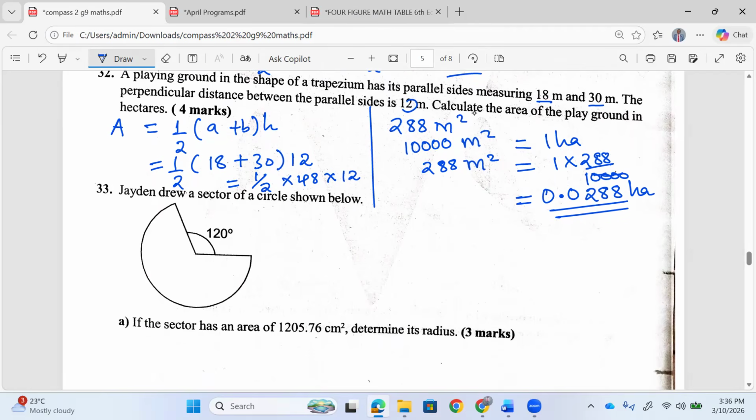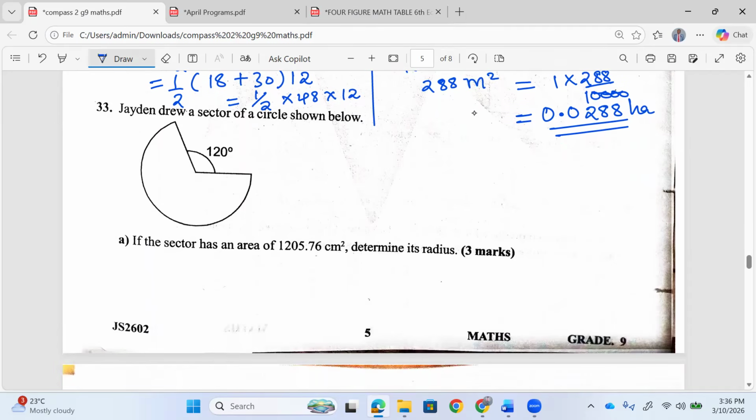Number 33. Jaden drew a sector of a circle shown below. So you can see the sector. There is a certain angle there, which is 120. Then this is the instruction that we're given. If the sector has an area of 1205.76 square centimeters, determine its radius. The radius is not given, but we're supposed to know that this is a major sector.